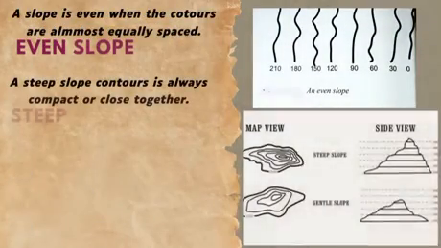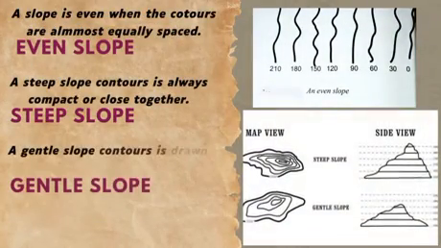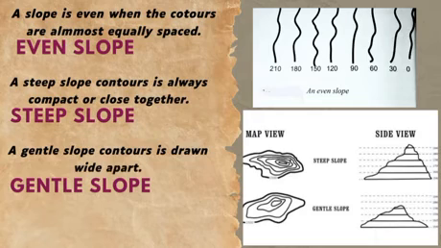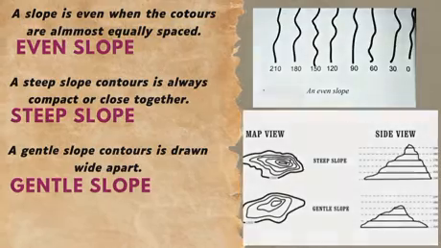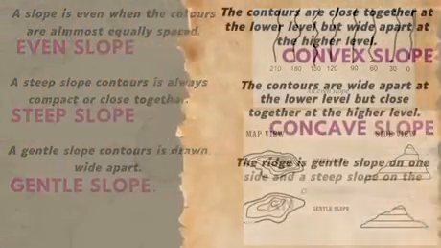Next, we have an even slope. It is widely spread to show that it is of even height. The next is a steep slope. It is represented with contour lines that are very compact to each other, while a gentle slope, on the other hand, is widely spread from each other. This means that the closer the contour lines, the steeper the landform.